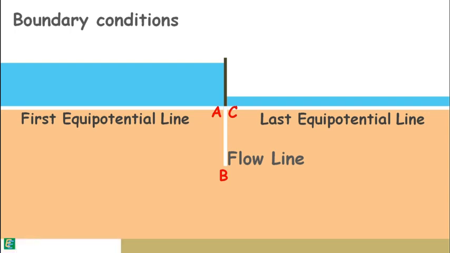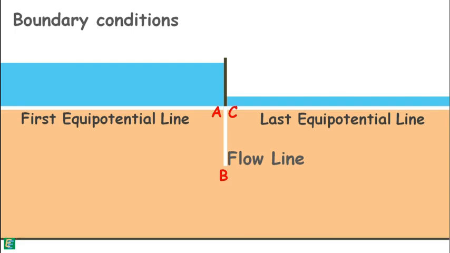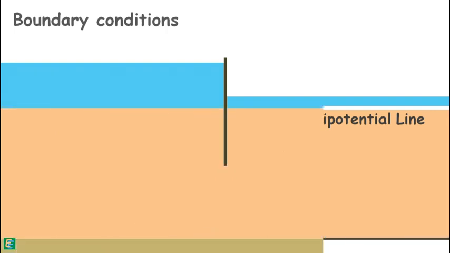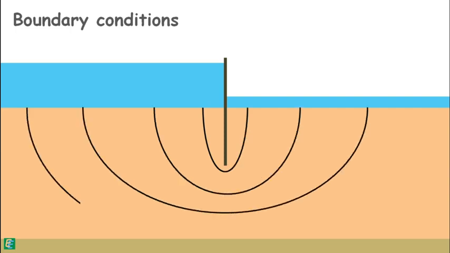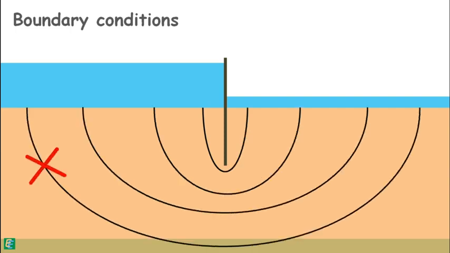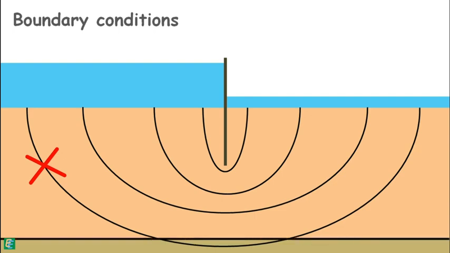Fourth boundary is the impermeable surface. Water molecules cannot cross it. This line is also a flow line, as the water will flow along this surface from this side to this side. While drawing a flow net, we also need to keep in mind that no flow line can intersect the impermeable boundary, as the impermeable boundary is itself a flow line.